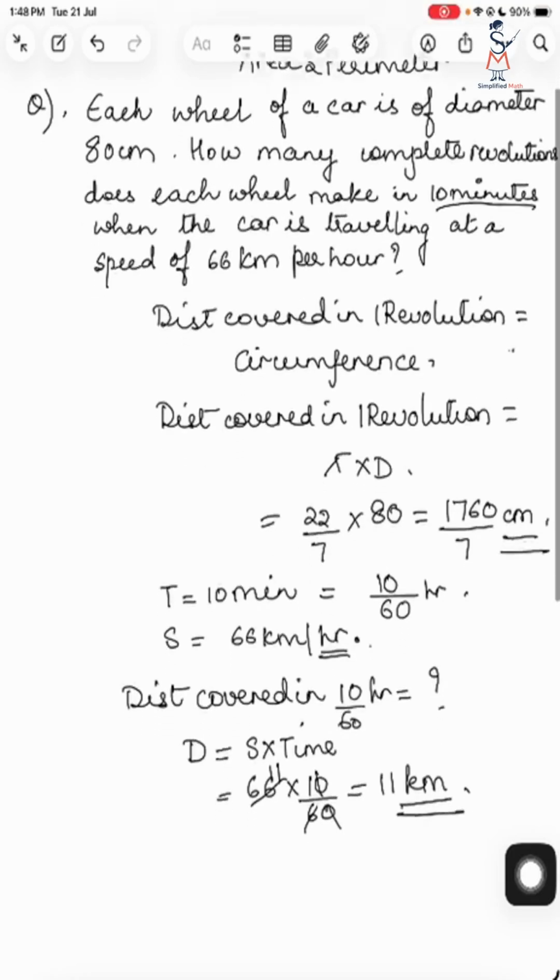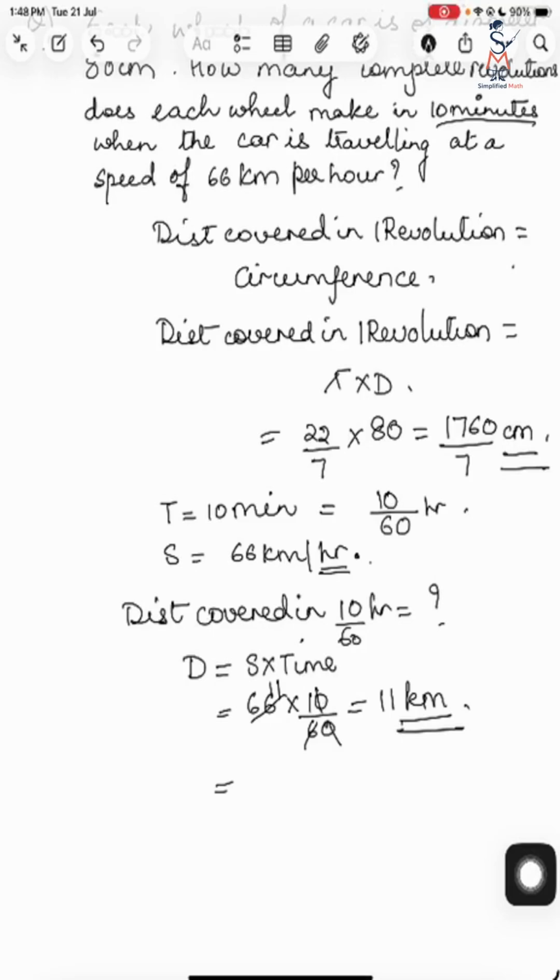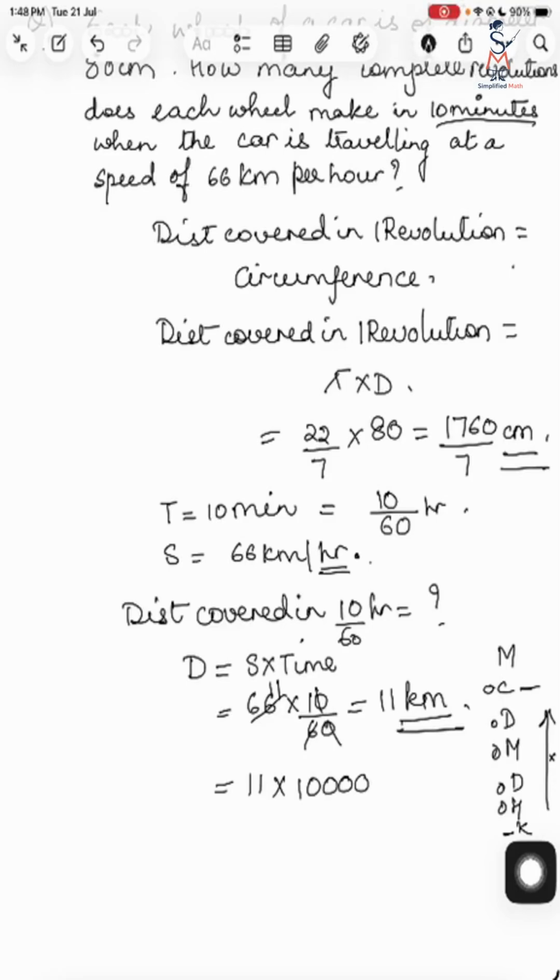This has come in kilometer, but here the distance is in centimeter. So we will change this kilometer to centimeter. When we change the kilometer into centimeter, look here: milli, centi, decimeter, deca, hecto, kilometer. We are at kilometer and we have to come to centimeter. We have to go up, so we multiply. We will multiply it by 1, 0, 0, 0, 0, 0. How many zeros? 5 zeros. 3, 4, 5. So this is 11,00,000 centimeter. So this is the total distance in 10 minutes.